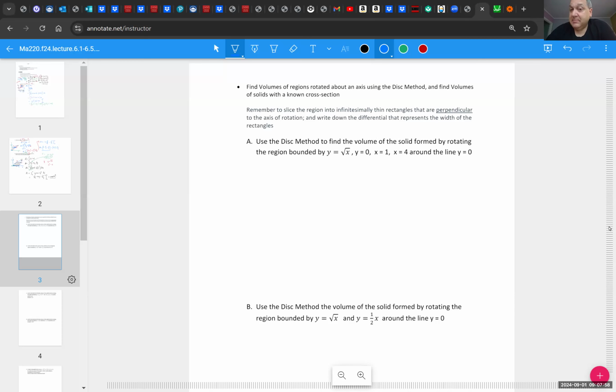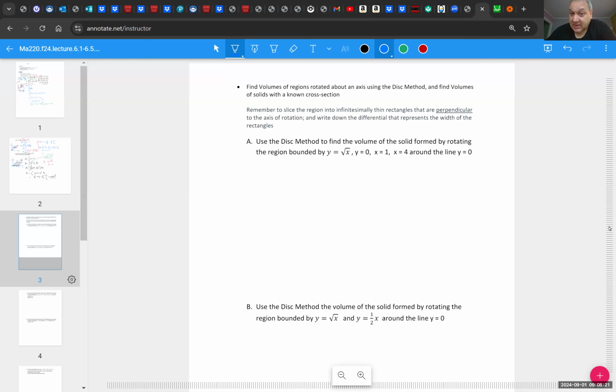There are two main methods. One's called the disk method, one's called the washer method, and one's called the shell method. Disk and washer are kind of the same, but the shell method is the other type of way of doing it. A lot of times students get confused about which method to use when, so I try to make it simple.